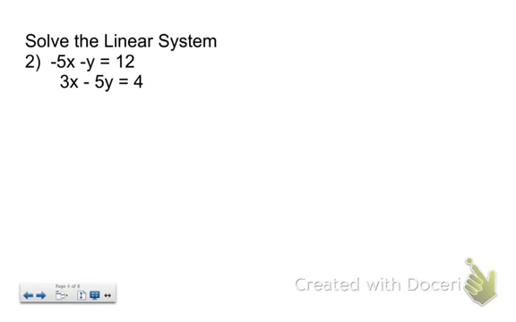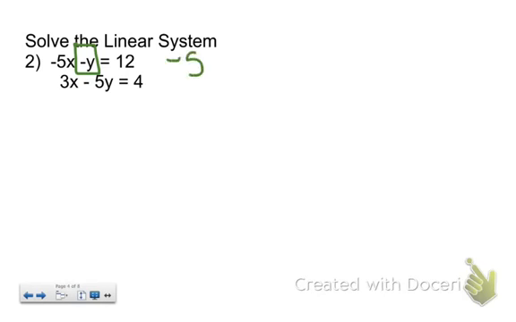Alright, here's another example. We have negative 5x minus y equals 12 and 3x minus 5y equals 4. This time, we don't have one of the variables already isolated for us. Notice both the x and the y are together on the left side of the equation in both. So, this is where you sort of have to make a decision. The first equation is going to be easier to isolate the variable because if you look here, that y has a -1 as the coefficient. So that's going to be easier to get by itself.